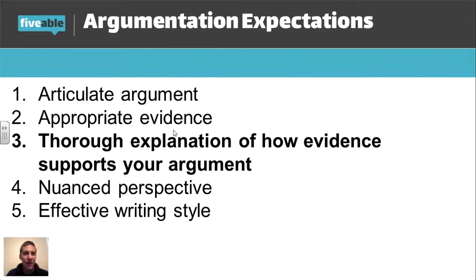How much concrete evidence? How many sentences are just detailing the evidence? And then highlight in another color. Now, when am I actually talking about the evidence? When am I doing the thinking versus just summarizing what happened? And it should be the majority in that color doing the thinking. And again, nuanced perspective, I kind of tied that into the articulate argument.